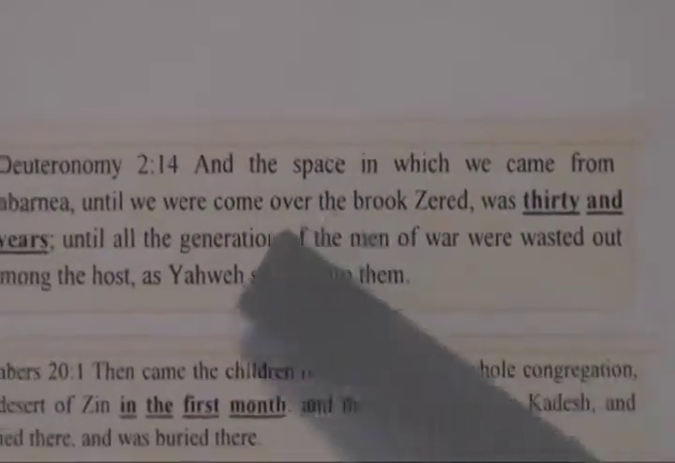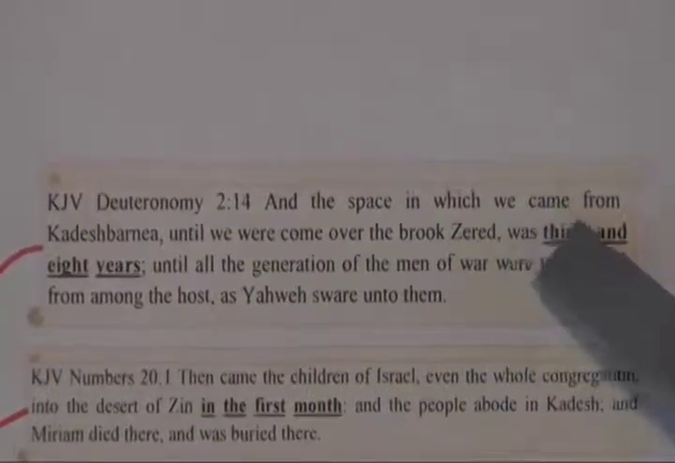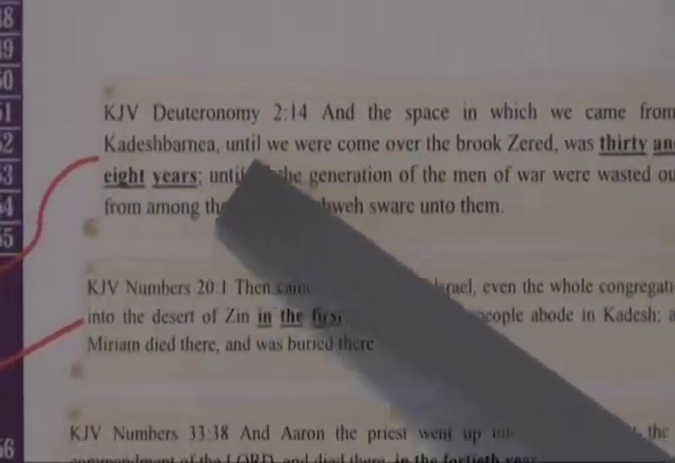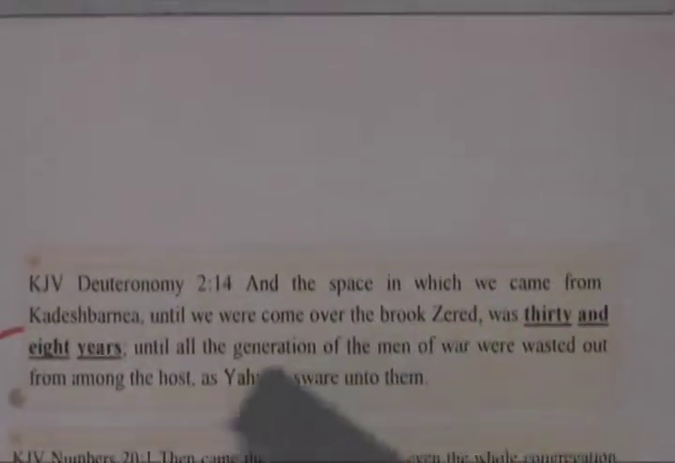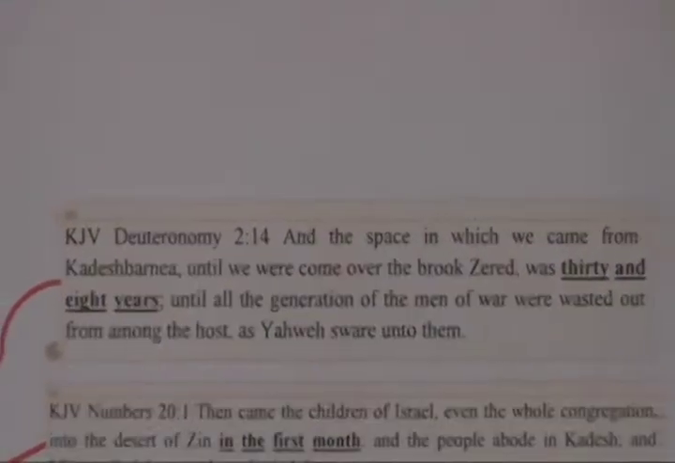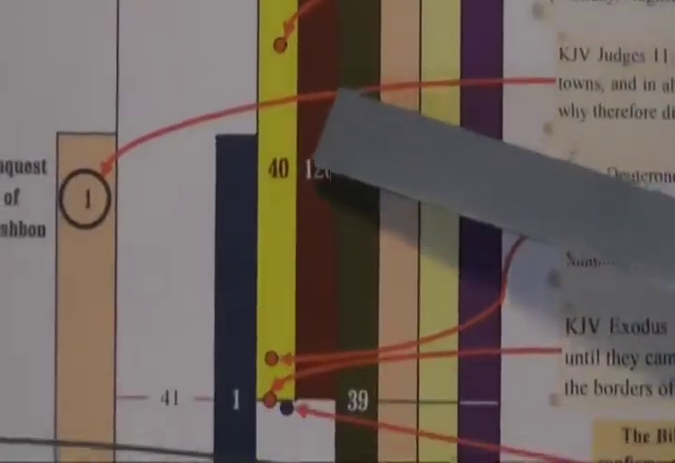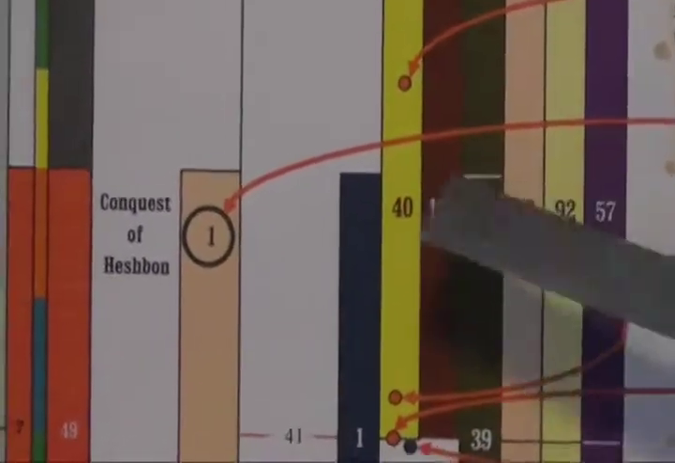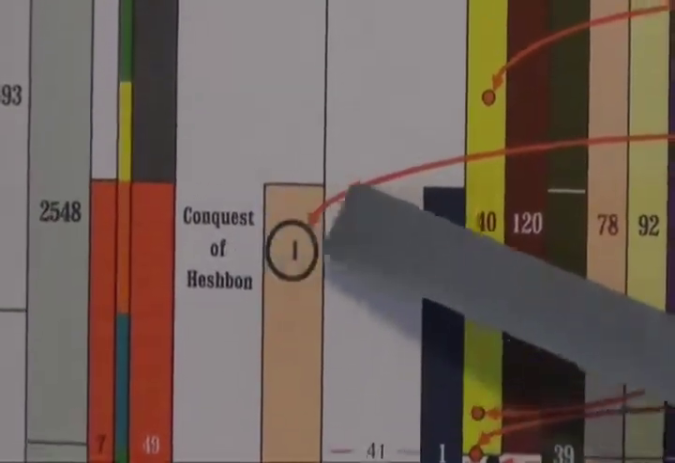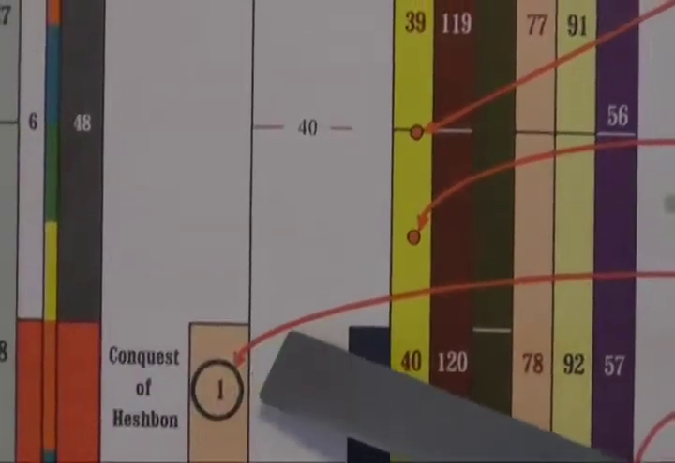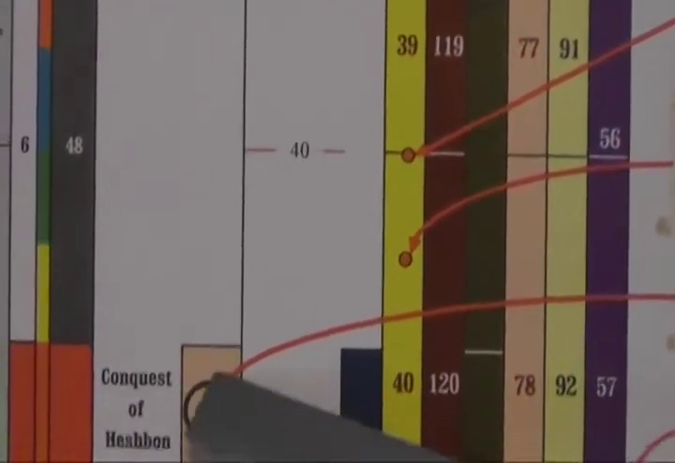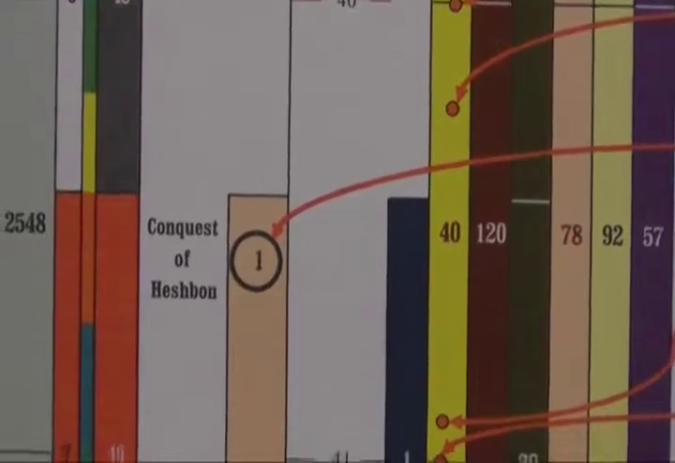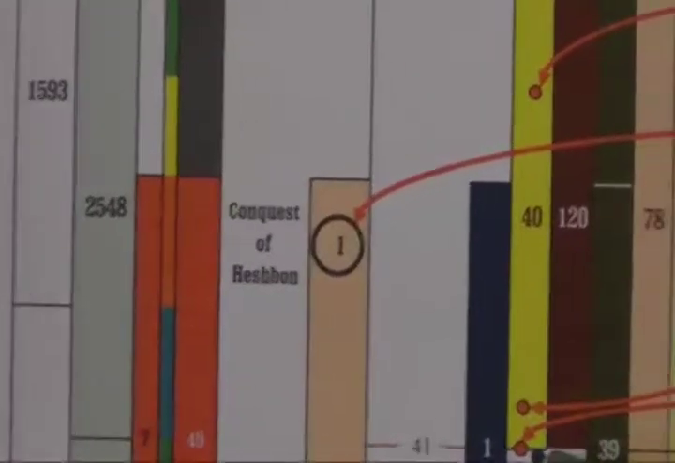Okay, Deuteronomy 2:14. "And the space in which we came from Kadesh Barnea until we were come over the brook Zered was 38 years." Okay, so it was 38 years. This is the 38th year. There's a line ending it right there. And that's when the conquest of the Transjordan began. This was in the fall of the year they conquered the Transjordan, and then in the following spring, that's when they crossed the Jordan into the land of Israel to begin the conquest of that.